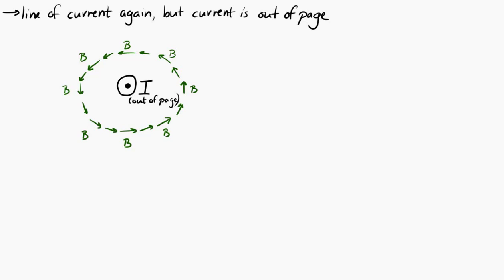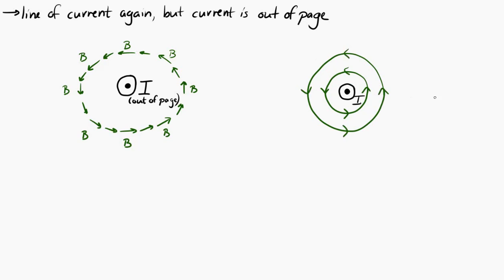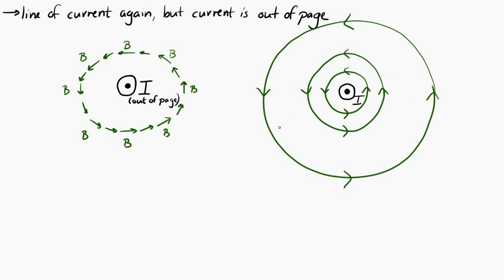So if we put that all together, if we have a current coming out of the page, the magnetic field lines look like this. And for reasons I'm not going to go into right now, the magnetic field is stronger when we're closer to the wire. So the magnetic field lines look like this. There, where the magnetic field lines are closer together, stronger field, and out here, where the magnetic field lines are further apart, we have a weaker field.